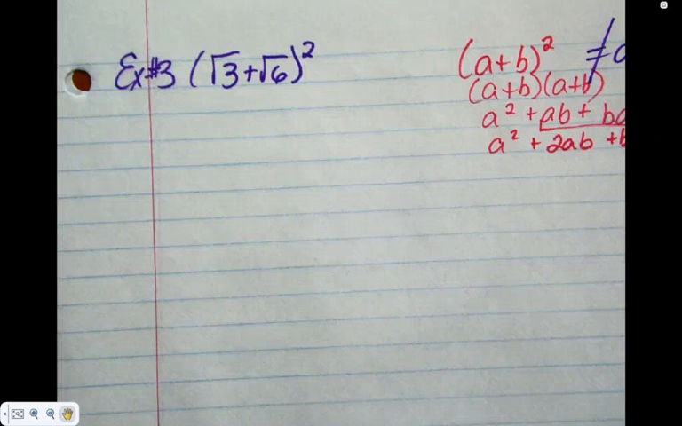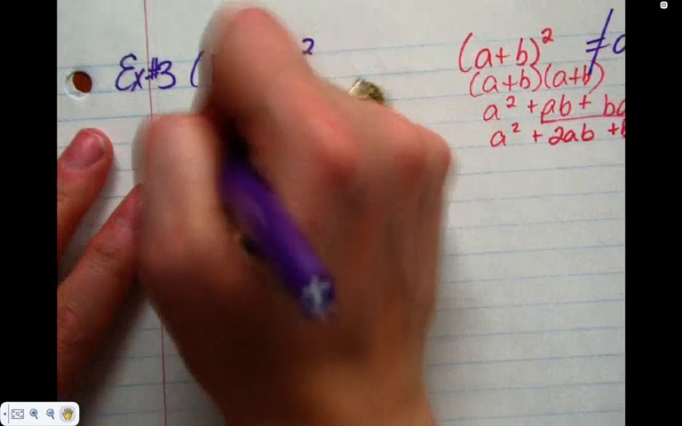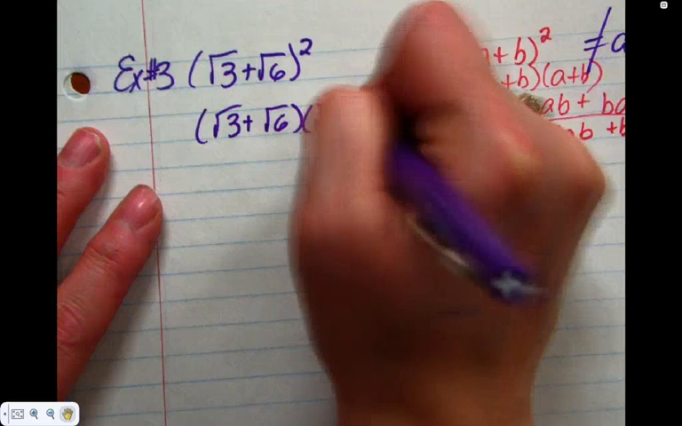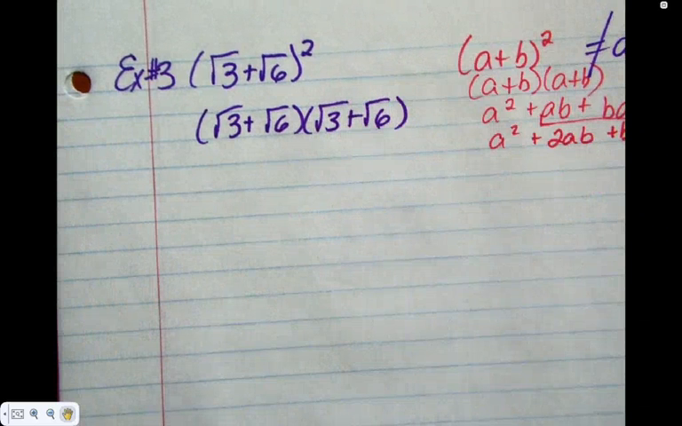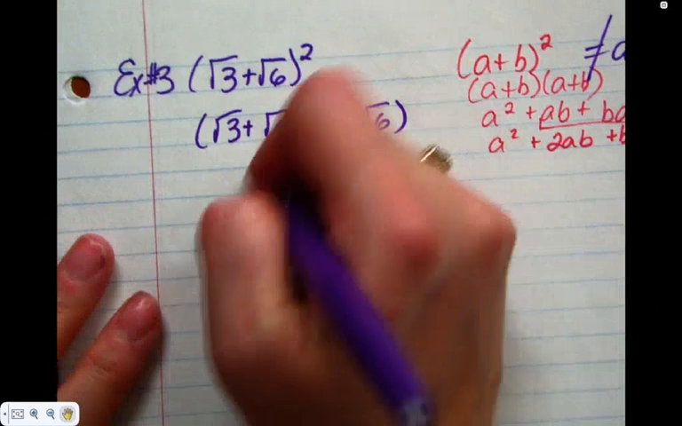Well, what does this have to do with radicals? We're going to do the exact same thing we did with algebra. So first thing we're going to do is write the binomial out twice. You can FOIL, you can tic-tac-toe, you can do any method you want. I'm going to tic-tac-toe it. Why not?